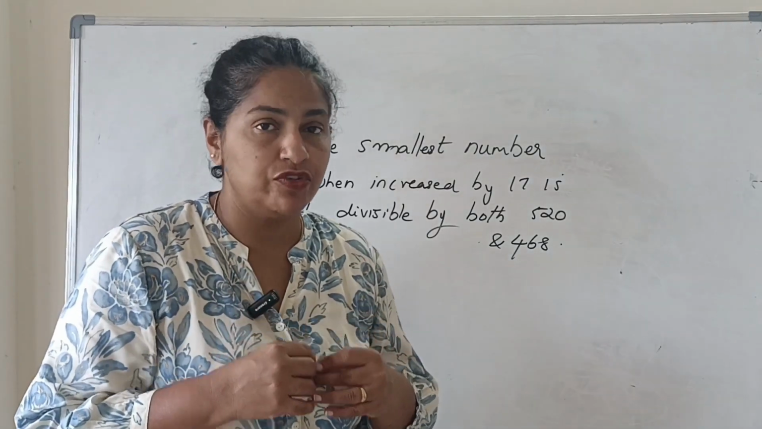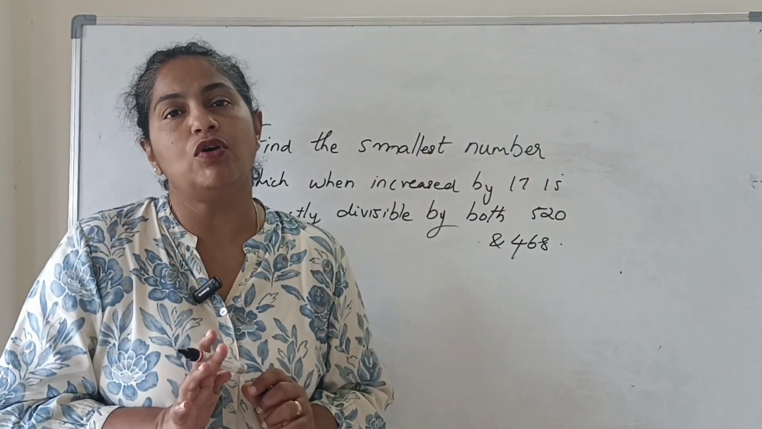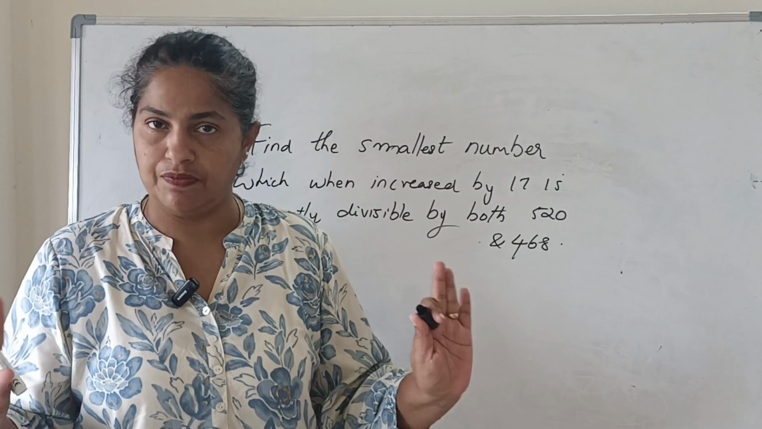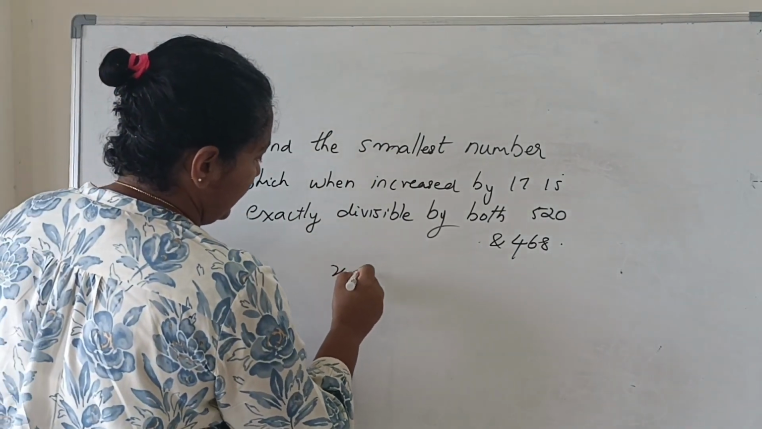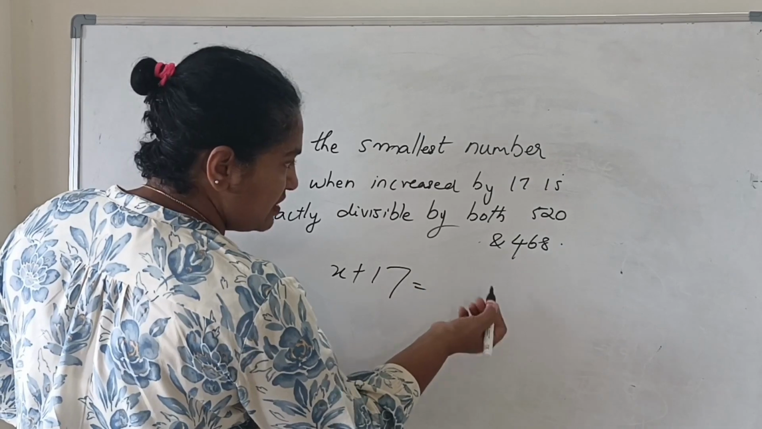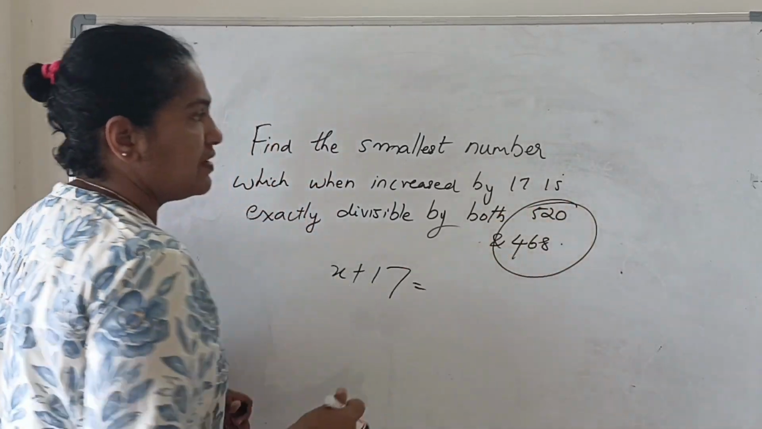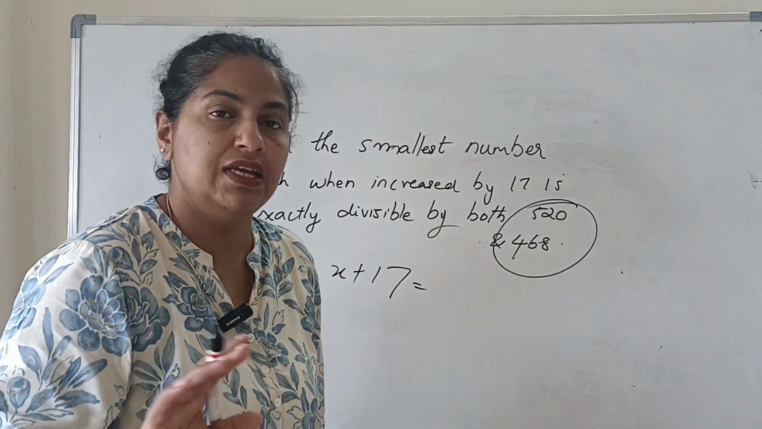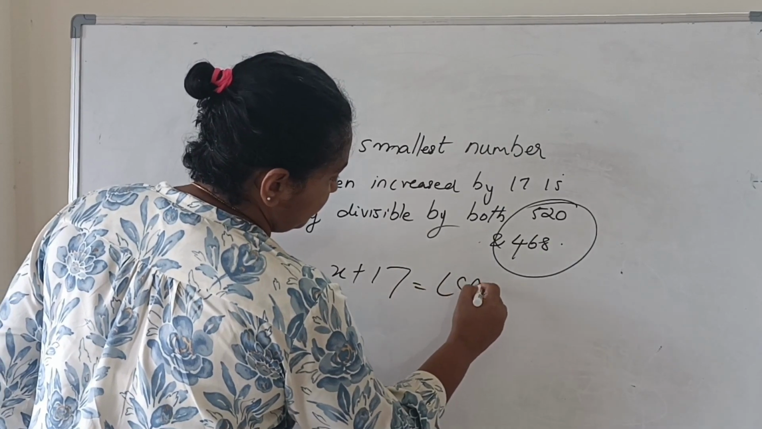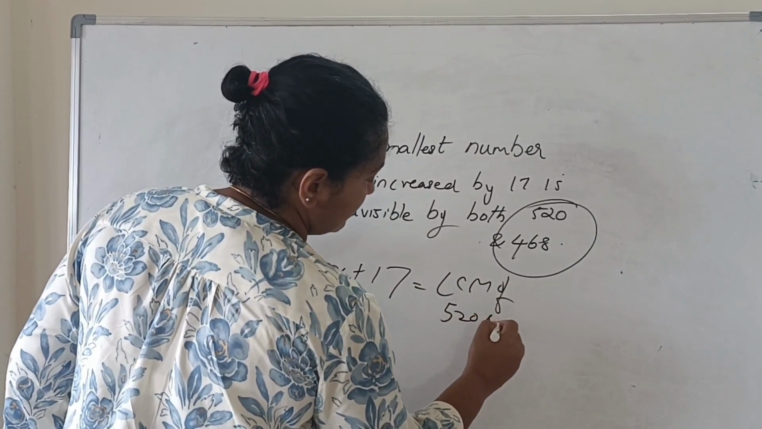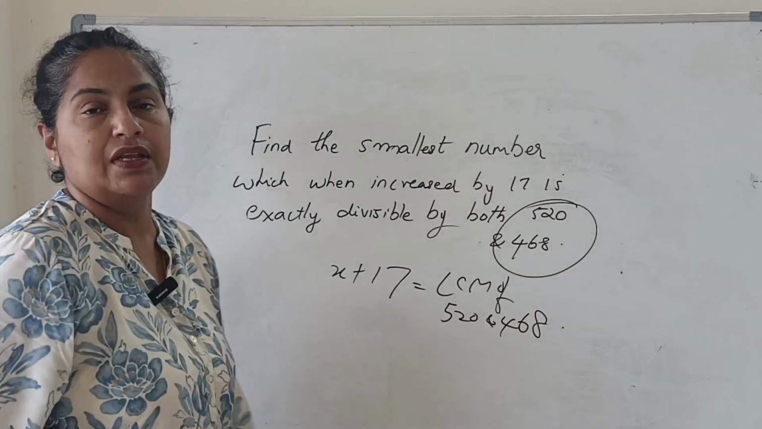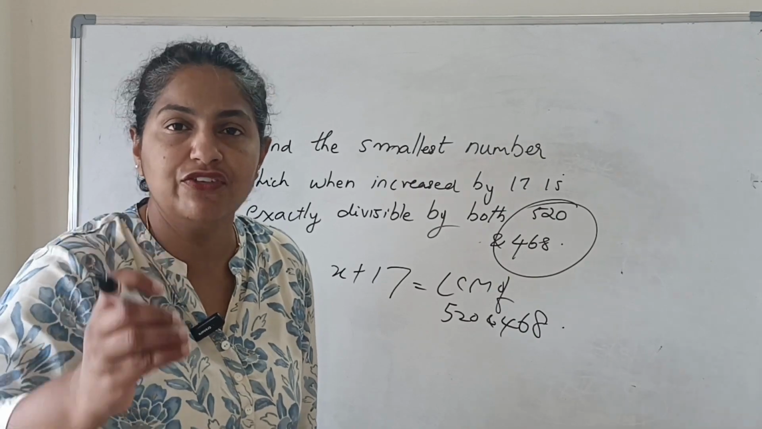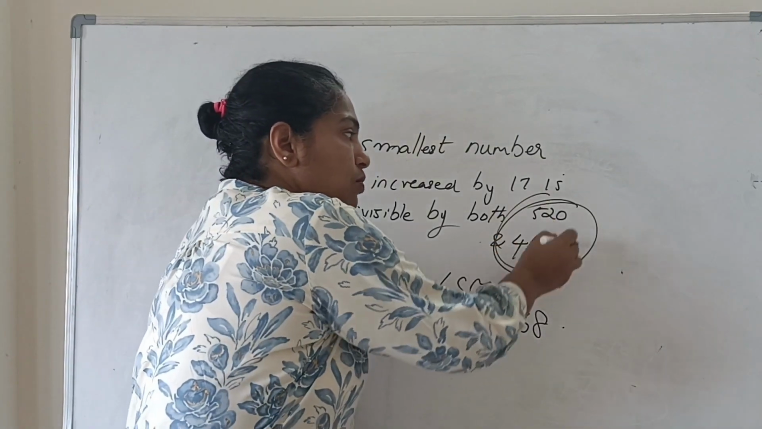Now let us see how we can approach this particular problem. Now find the smallest number divisible by 520 and 468. What would you have found? You have found the LCM, correct? Now I have a number which when increased by 17 is divisible by 520 and 468. So what is the smallest number which is divisible by 520 and 468? It is the LCM. So the LCM of 520 and 468 is the least number which is divisible by both these numbers.